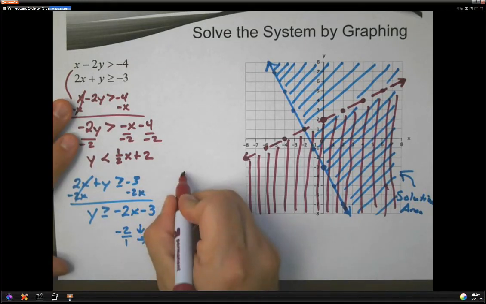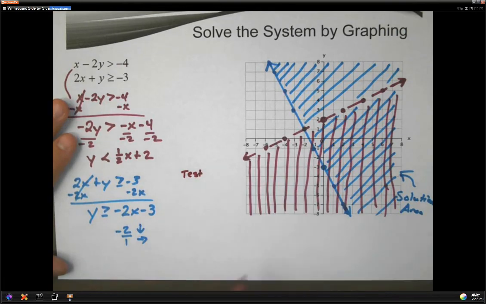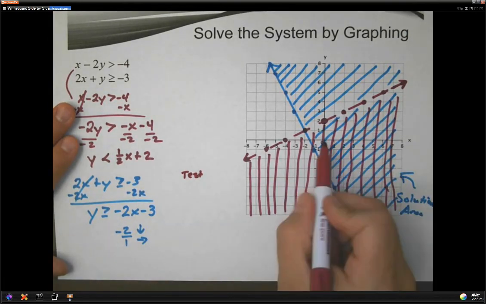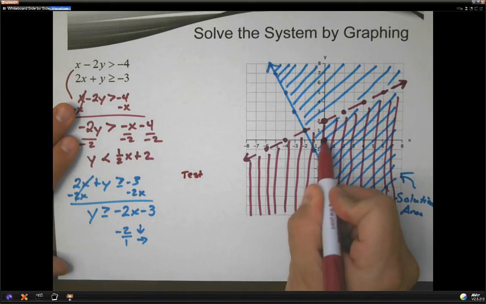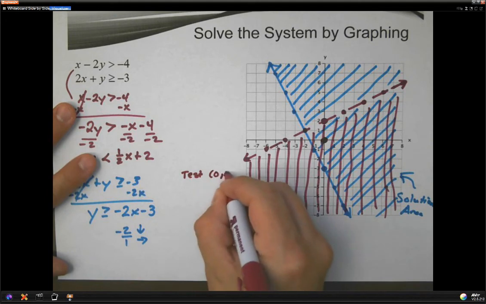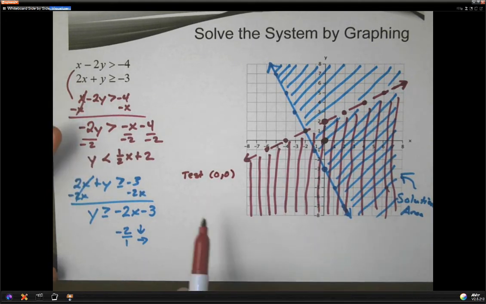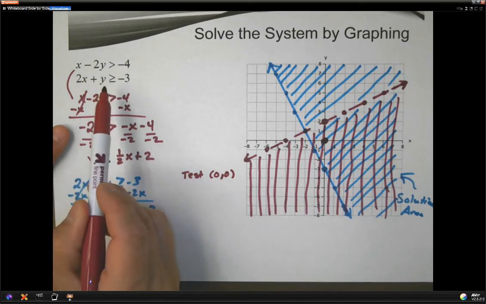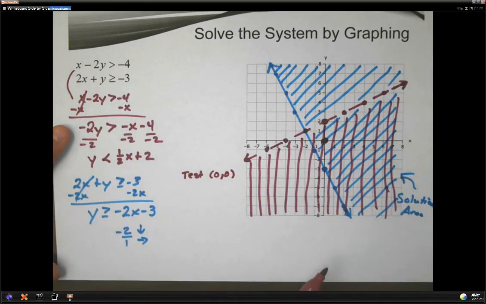I didn't do it with the other ones, but I'll do it with this one. So let's say I wanted to test that I did everything correctly, because this is the double shaded region. Well, I notice that (0, 0) is in this double shaded region, and so I'm going to test it. I want to make sure that this makes both inequalities true, because remember, it has to make both of these true in order for it to truly be a solution.